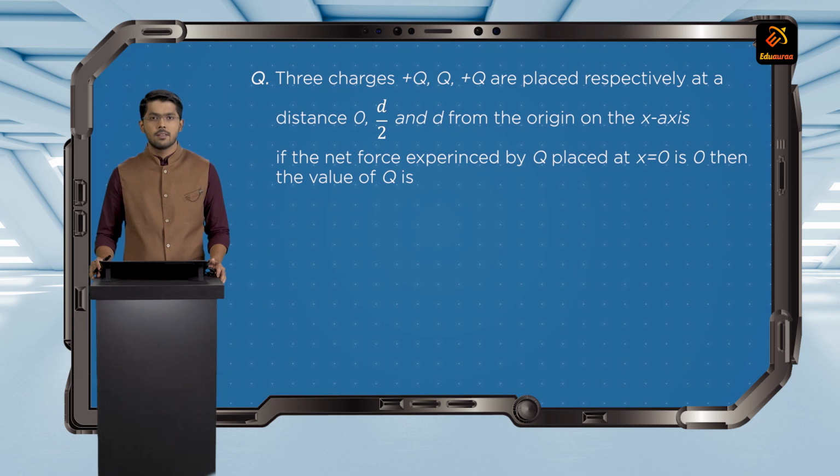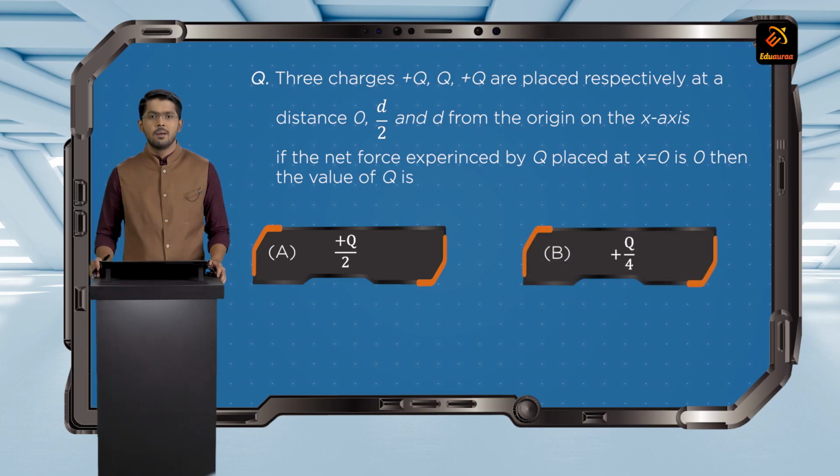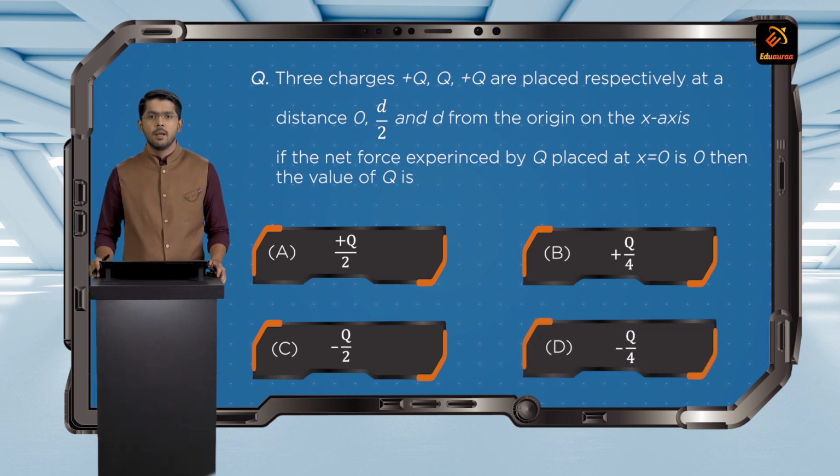3 charges plus capital Q, Q and plus capital Q are placed respectively at a distance 0, d by 2 and d from the origin on the x-axis. If the net force experienced by capital Q placed at x equals 0 is 0, then the value of Q is option A plus capital Q by 2, option B plus capital Q by 4, option C minus capital Q by 2, or option D minus capital Q by 4. This question was asked in JEE Main 2019 9th January first shift. Let's have a look at the solution.